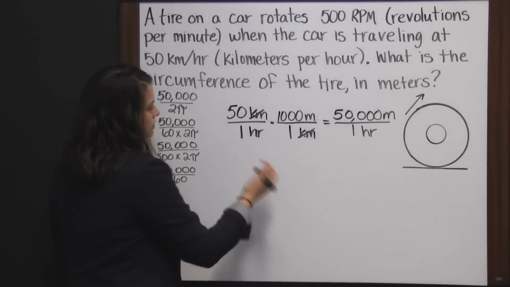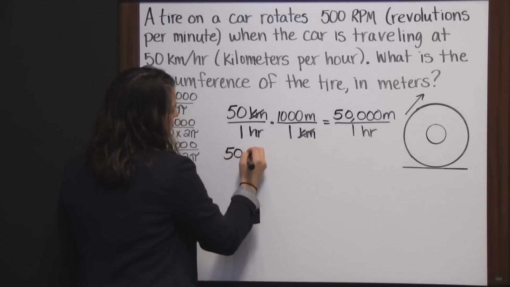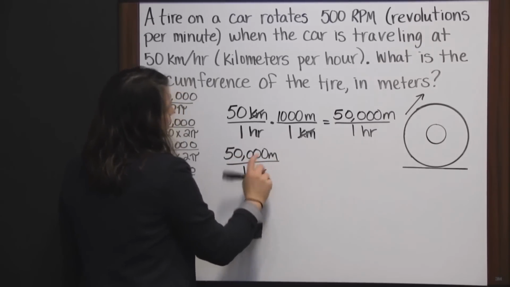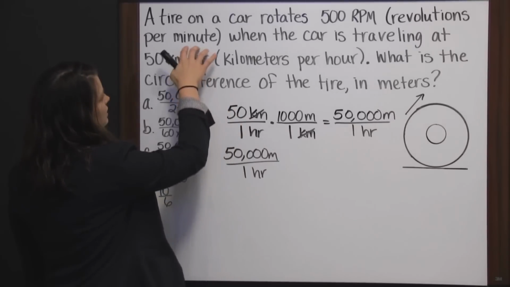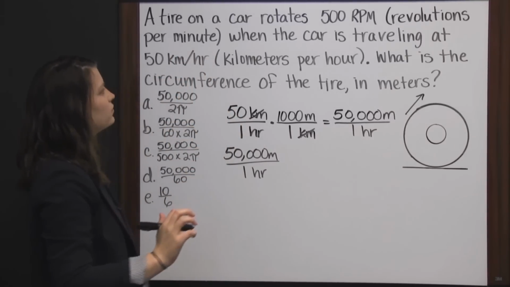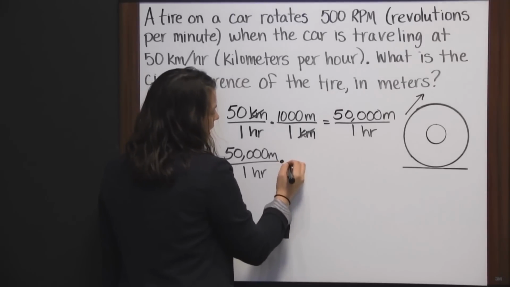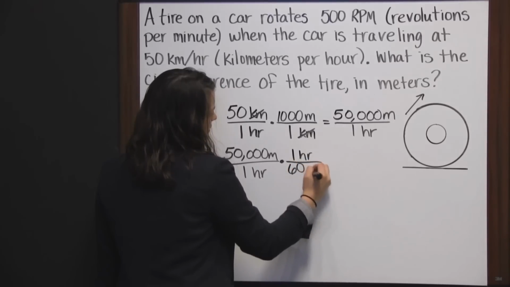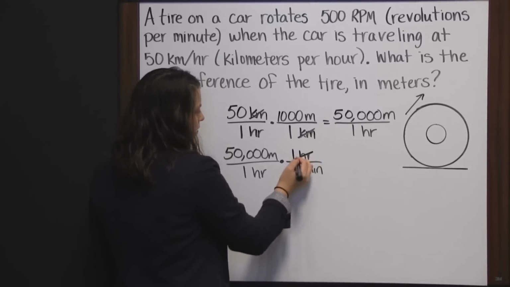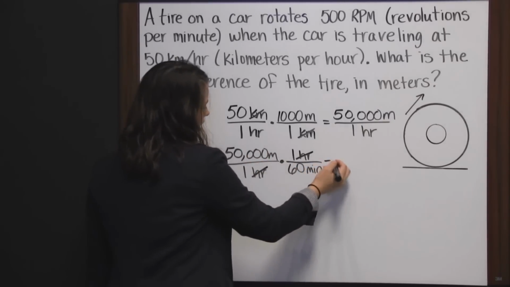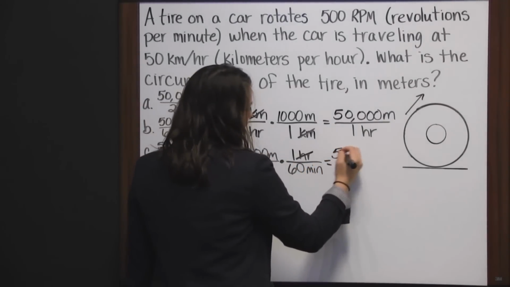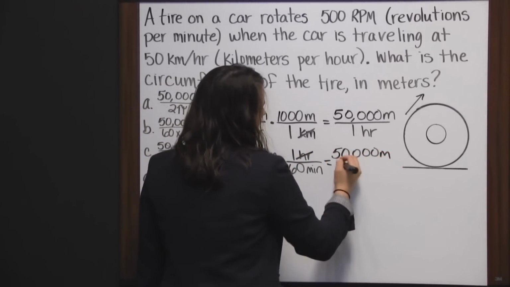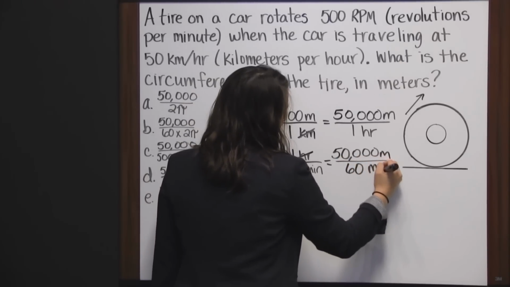So then I want to convert my 50,000 meters per hour into meters per minute so I can more easily compare it to my revolutions per minute. So I'll multiply it by the conversion factor of 1 hour is 60 minutes. So again, my hours cross-cancel since I'm multiplying fractions, and I get 50,000 meters every 60 minutes.